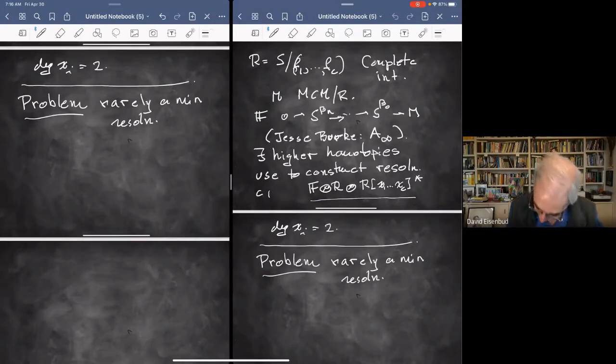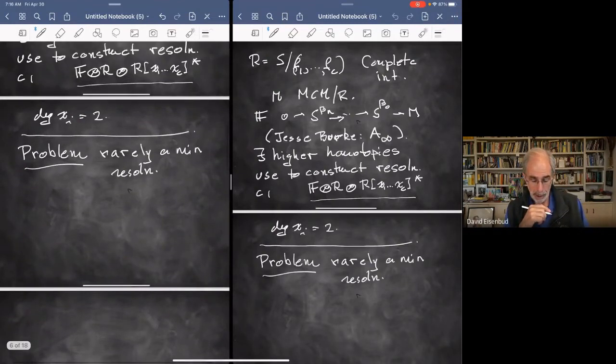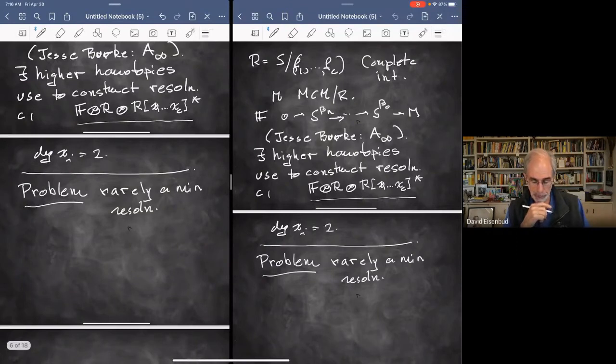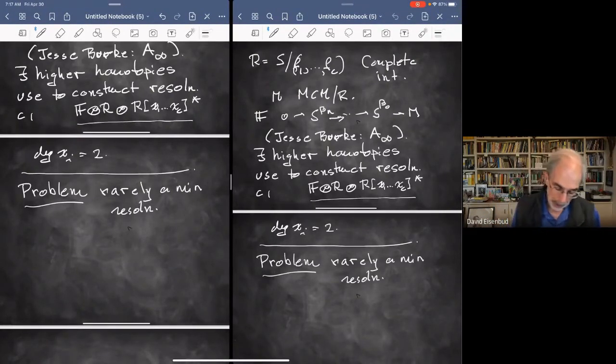I made various wrong conjectures about how it might be related to this resolution. This resolution has some kind of module structure or algebra structure. So I thought maybe I could take a quotient of this as an algebra and get a minimal resolution. That's not true. And Avramov produced counterexamples to that later on. So where is the minimal resolution going to come from? And what I want to show you is a solution to that problem.